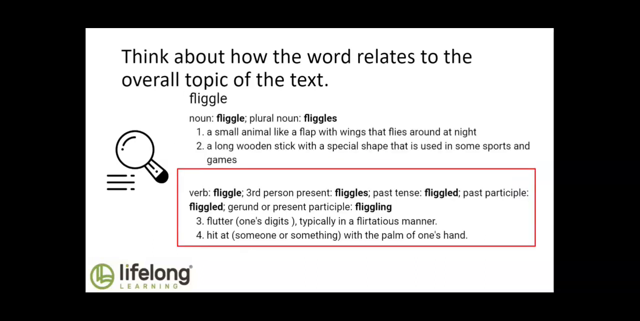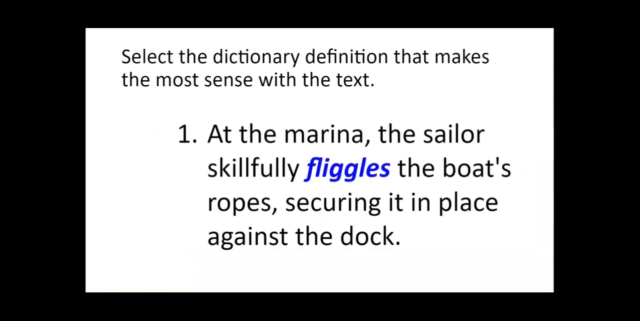So looking at the definitions, we're going to look at the two definitions, numbers 3 and number 4, because they are the verb definitions. Number 3 says, fluddle one's digits typically in a flirtatious manner. And number 4 says, hit at something with a palm of one's hand. So considering the sentence, at the marina, the sailor skillfully fliggles the boat's ropes, securing it in place against the docks. That leads us to think the definition is number 4.